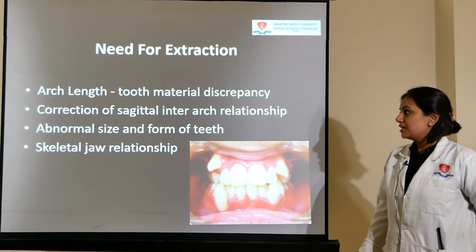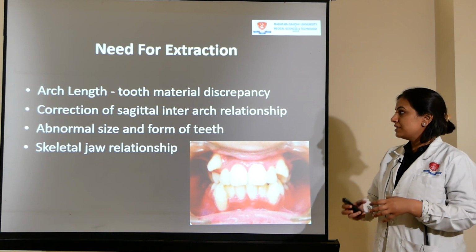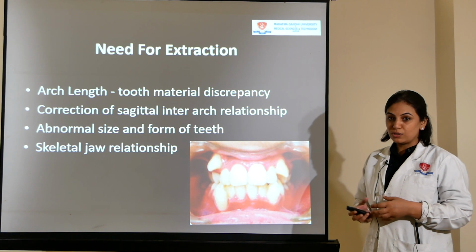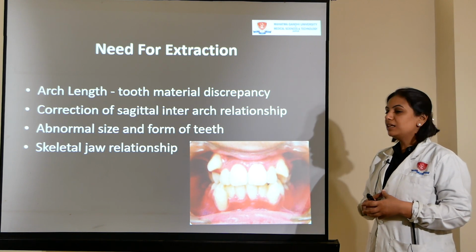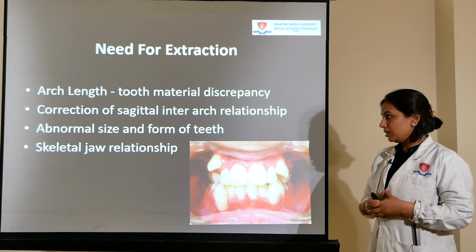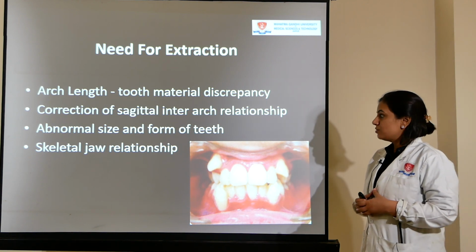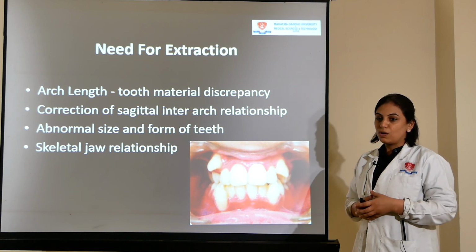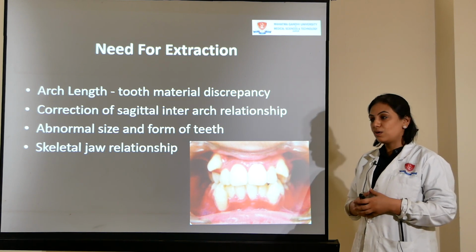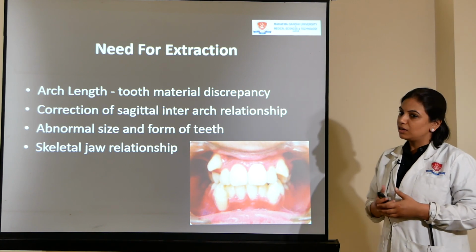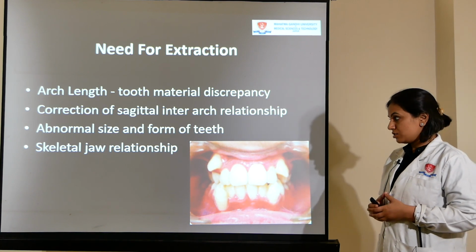Another reason is if there is a difference in the sagittal interarch relationship. In case of a class 1 malocclusion or a class 2 malocclusion, we will need to extract some teeth to correct the sagittal malocclusion. Abnormal size and form of teeth: if there is a malformed single tooth, or a dilaceration, or a supernumerary tooth, then we would need to remove that to align the arch.